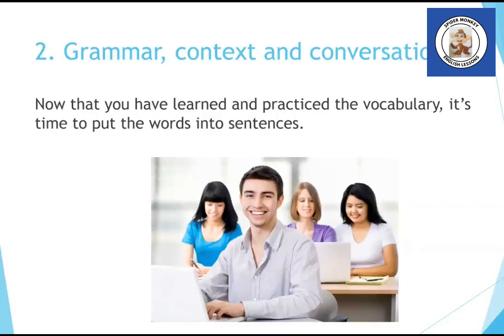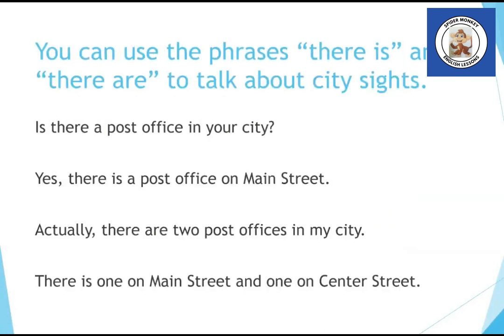Two, grammar, context, and conversation. Now that you have learned and practiced the vocabulary, it's time to put the words into sentences. You can use the phrases there is and there are to talk about city sights. Is there a post office in your city? Yes, there's a post office on Main Street. Actually, there are 2 post offices in my city. There's one on Main Street and one on Center Street.